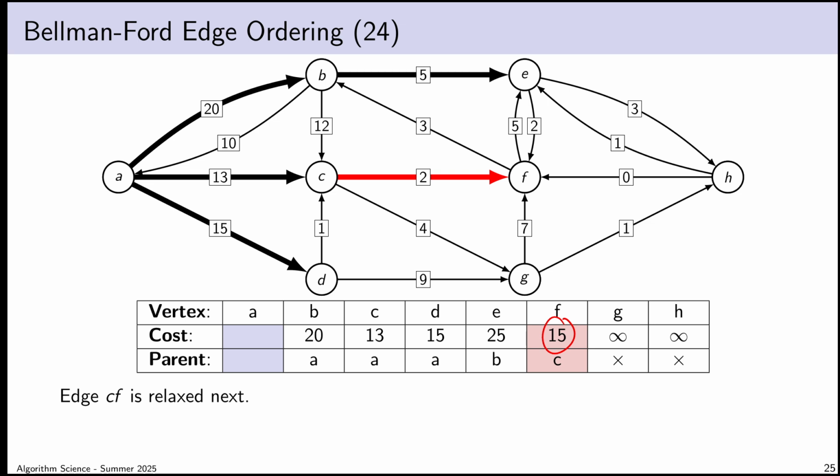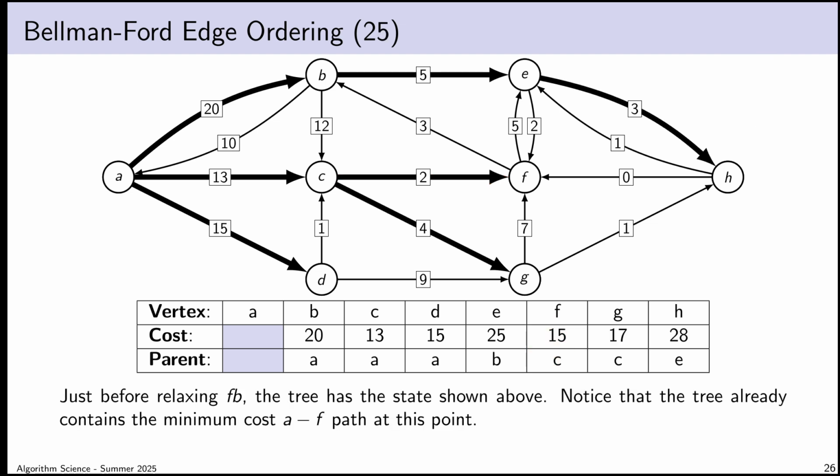I'm going to fast forward again, because of course the edge CF alphabetically comes before the edge FB. So I'm going to fast forward to right before I relax the edge FB. Okay, that puts the tree in this state here. Notice that as of the end of the previous slide, the tree already contains the minimum cost path from vertex A to vertex F. I'm still in the middle of one round of edge relaxations here. And then I want to relax the edge FB.